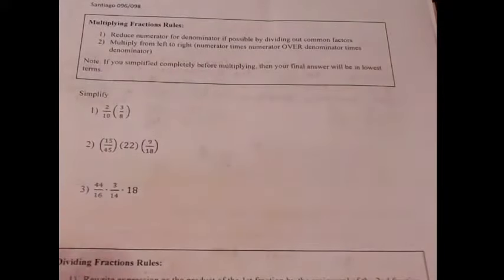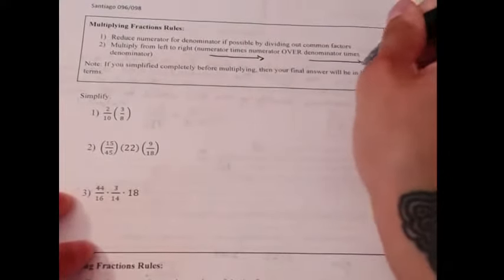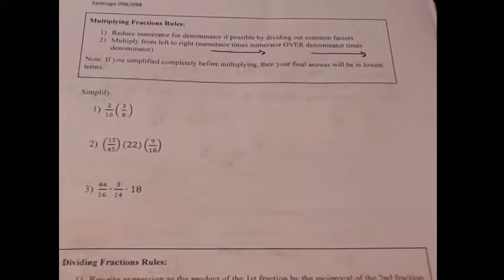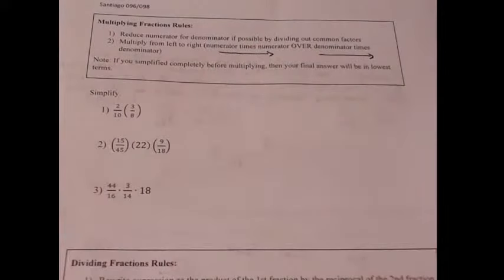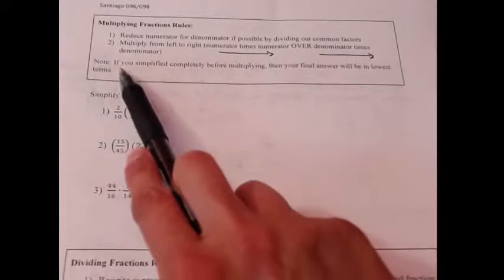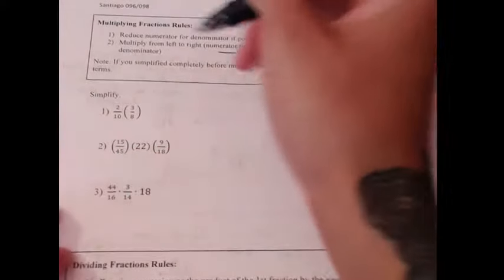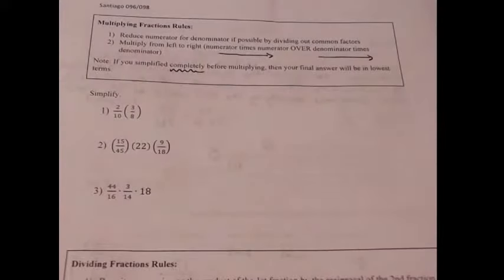Remember, when you multiply, you simply move across the numerators and across the denominators. You do not crisscross. We are not talking about a proportion here. You do not cross multiply when you simply multiply fractions. That is only when you have a proportion, and you'll see that later in Unit 1. I put a note here. If you simplified completely before multiplying, then your final answer will be reduced, which is super cool. It saves you a lot of time and effort.